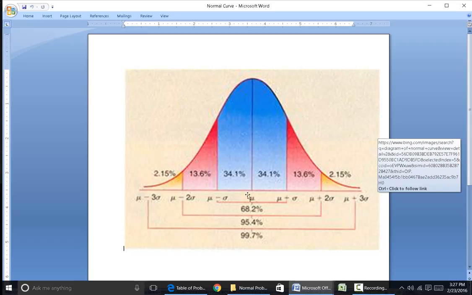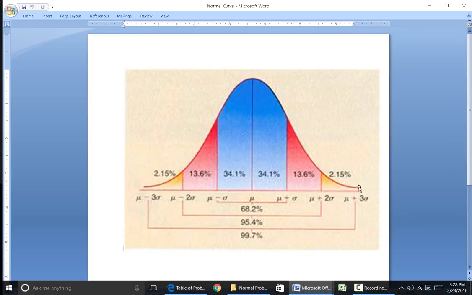Okay. Notice the symmetry of the curve. So notice on the right side, between the mean and 1 standard deviation, we have 34.1%. On the left side, between mu and 1 standard deviation below the mean, we have 34.1. Now, if I were to add these percentages that I have here, I'm going to get 99 point something. In theory, it's going to be 100%. Okay. The further I go, remember this curve approaches the horizontal axis as it goes to infinity on the right and on the left. These percentages are going to add up to 100%.